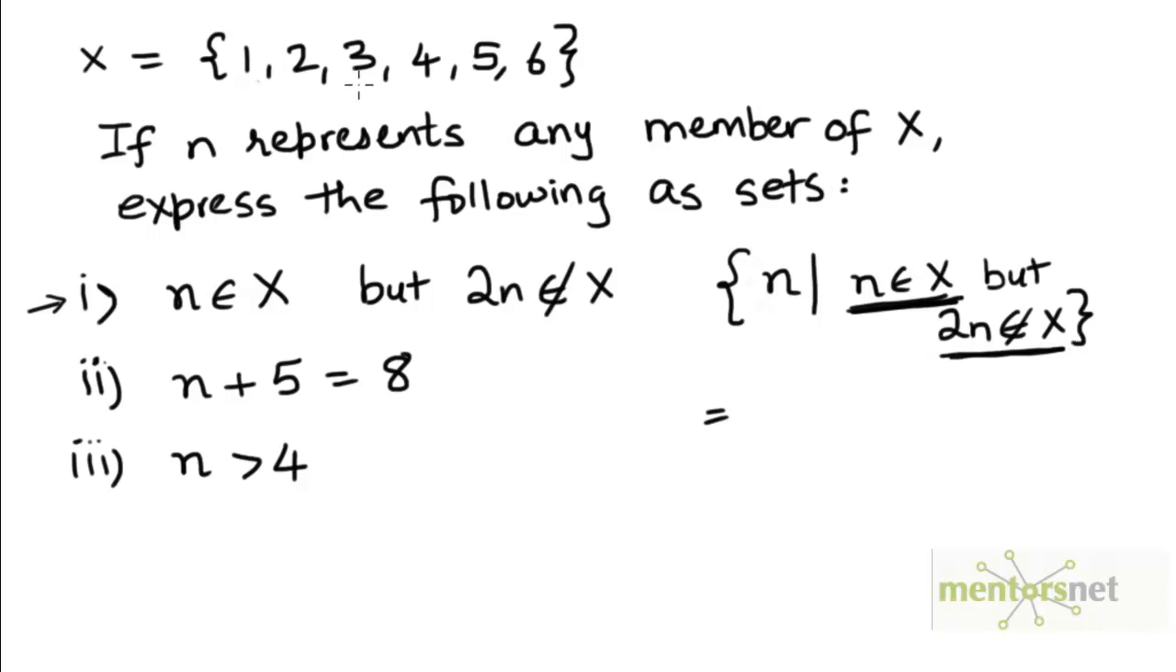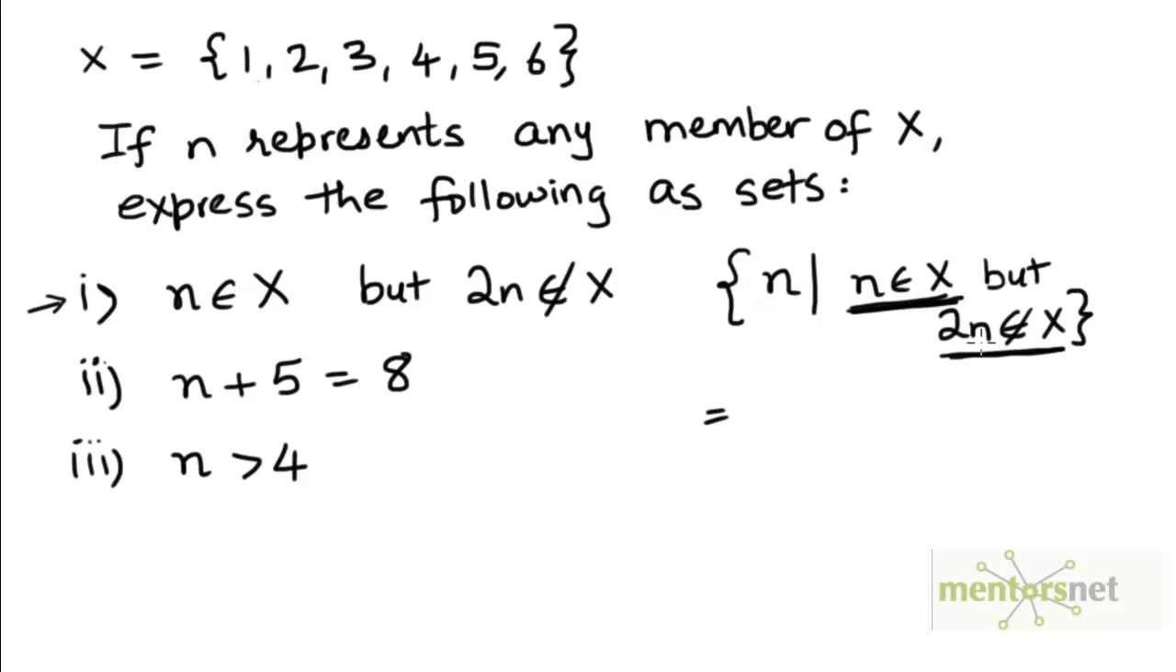Let's look at the third candidate, 3, from the set X. Does twice of 3, which is the number 6, belong to X? Yes, 6 belongs to X. So this property is not satisfied by 3, because this property says 6 does not belong to X, but we know that 6 does belong to X. So this property is not satisfied by the number 3. So we ignore 3 and move on.